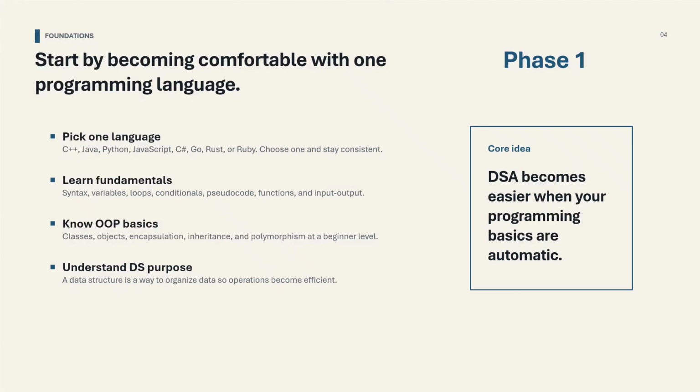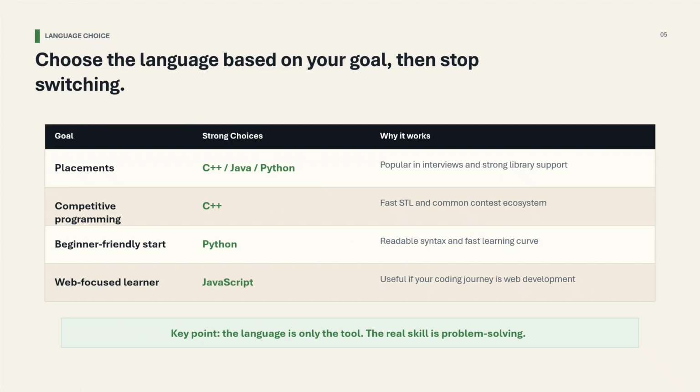Here comes the phase 1. It is all about picking one language, learning fundamentals, knowing object-oriented basics, and understanding purpose of data structures. Before starting DSA, you need a strong foundation in programming. DSA is not just about memorizing algorithms, it is about writing logic, understanding how the data is stored, and solving problems efficiently. So, the first step is choosing one programming language.